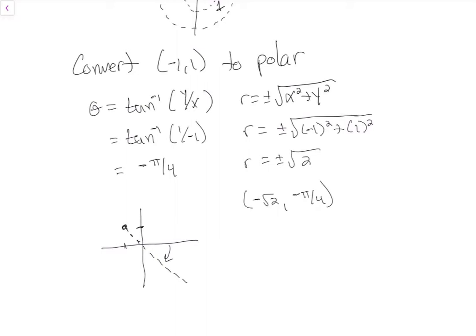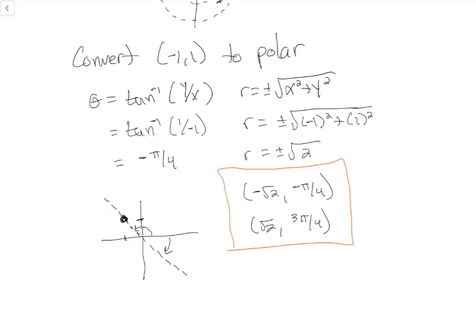Now when we look at this ordered pair here that we have, (-1, 1), we notice that we could rotate to 3π/4. If I went to 3π/4, I would then need to choose positive √2. So again, we have 2 different ordered pairs that can represent that same Cartesian point, and the reality is we have infinitely many ordered pairs as we add or subtract multiples of 2π and make the r positive or negative.